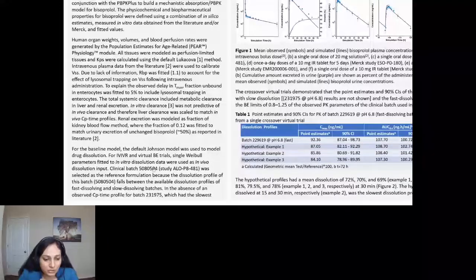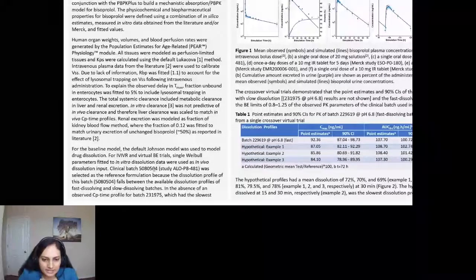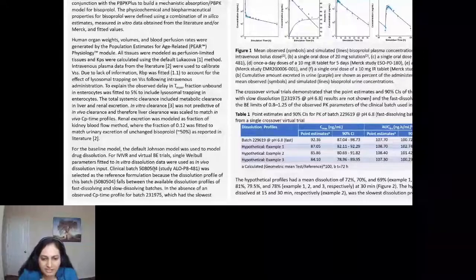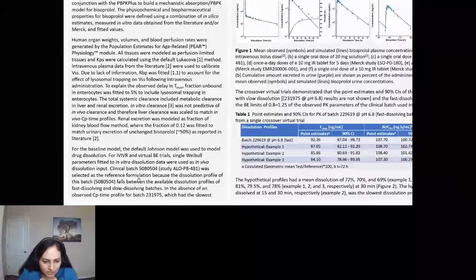When it comes to the dissolution, for the baseline model, we used the Johnson dissolution model. And since we built the baseline model using the literature data, we didn't have any information on the particle size. So we just used our default particle size of 25 micrometer in order to model the in vivo dissolution of the compound.